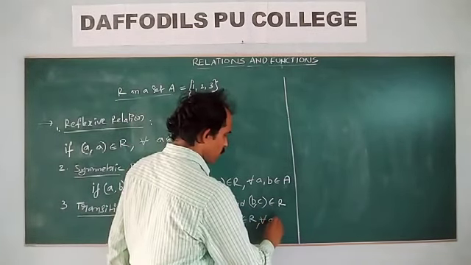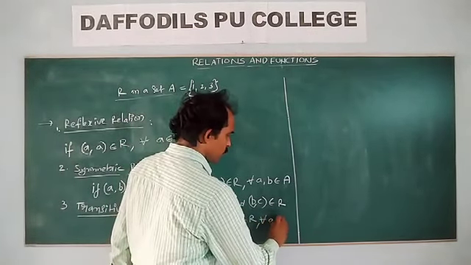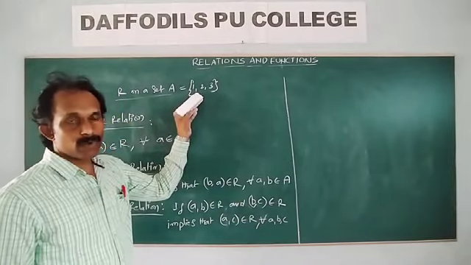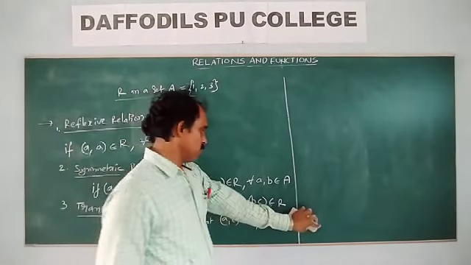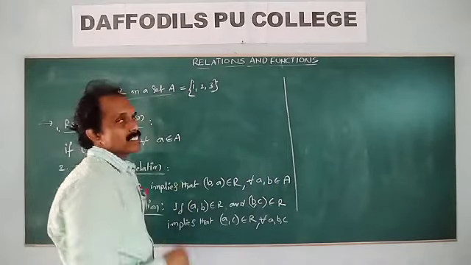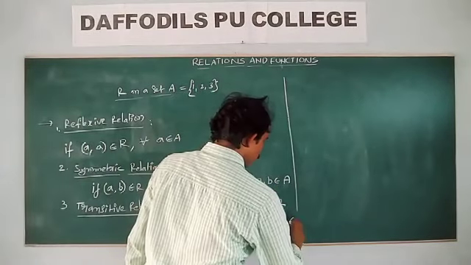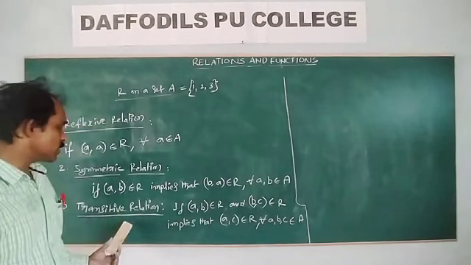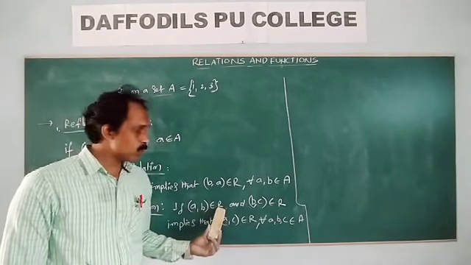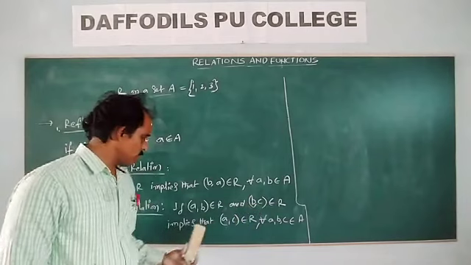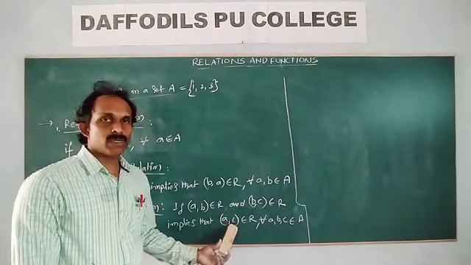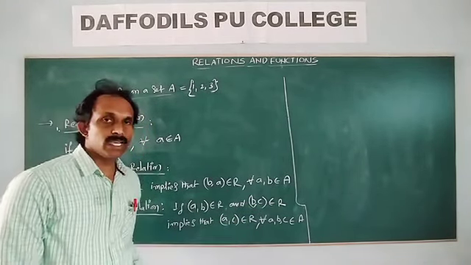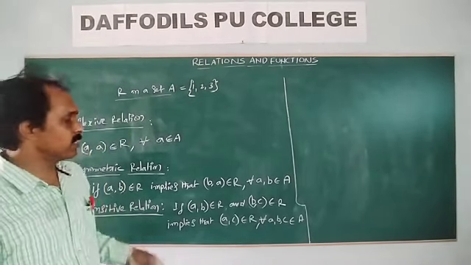For all A, B, C, those are from set A, because the relation is considered on set A. So A, B, C belong to capital A. What is transitive relation? (A, B) belongs to R, (B, C) belongs to R, implies that (A, C) also belongs to R. Then only it satisfies the transitive relation.